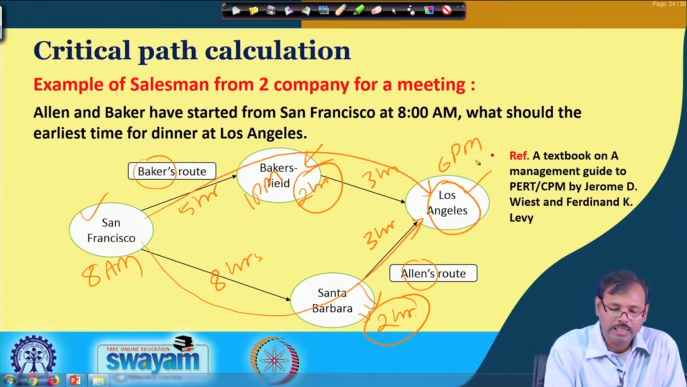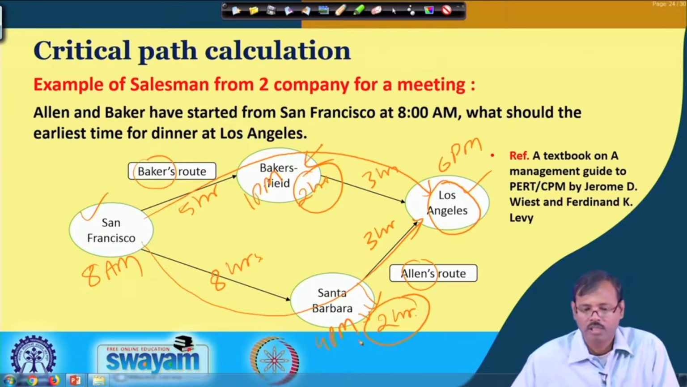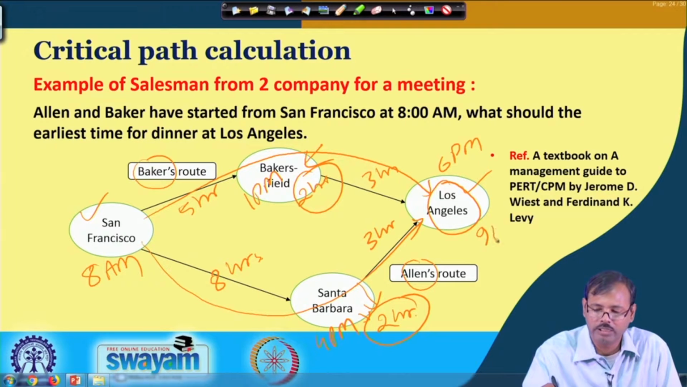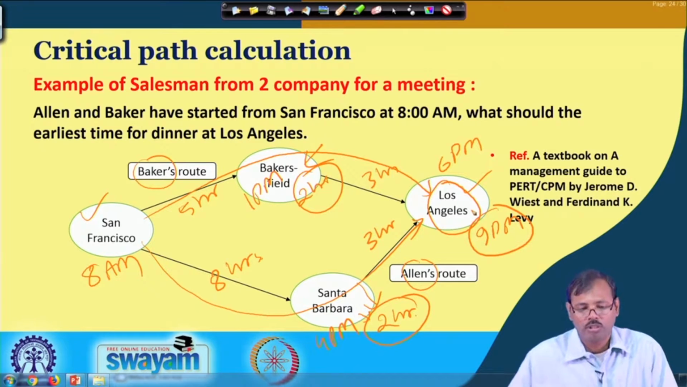Whereas, Allen takes 8 hours. So, from 8 a.m. he will reach here at 4 p.m. and he will take 2 hours for lunch etc. in his house. So, he will start at 6 p.m. from here and he will reach this position at 9 p.m. So, the paths are different.